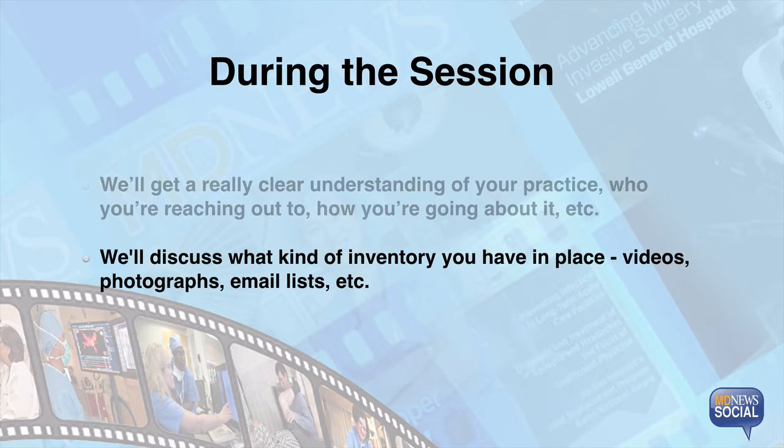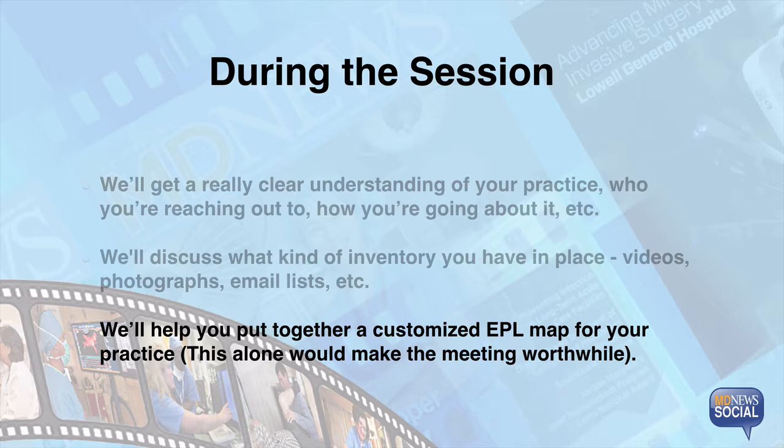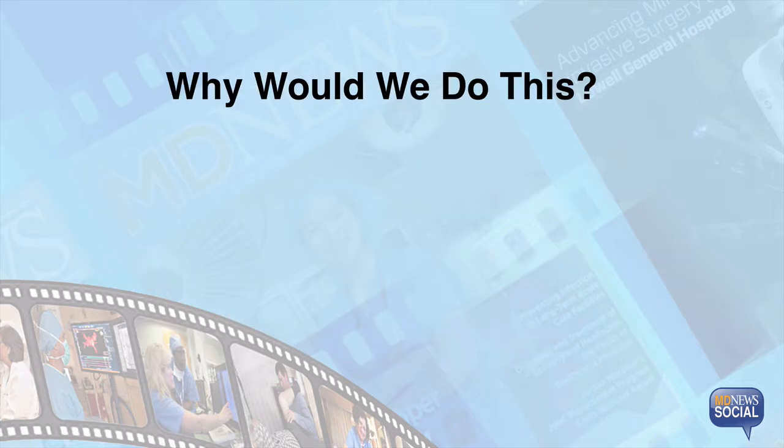And we'll discuss what kind of inventory you have, because if you're going to make something work, you do need to have some inventory in place. You need to have photographs, you need to have videos. An email list is good because you can upload it into Facebook and use it as a lookalike audience creator, and there are a number of different things you can do. So I'd be very interested in discussing with you what you have in place, and we will help you put together an EPL map similar to the one I just showed you, and that alone would make the meeting worthwhile.